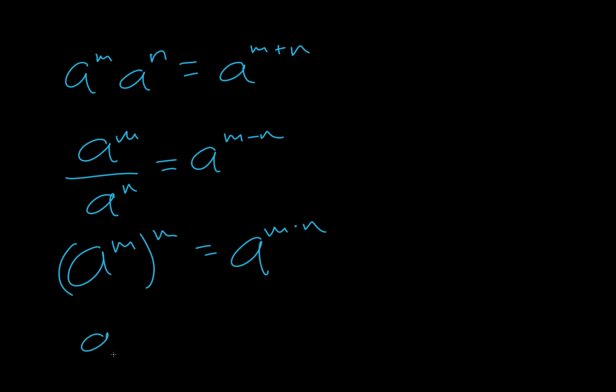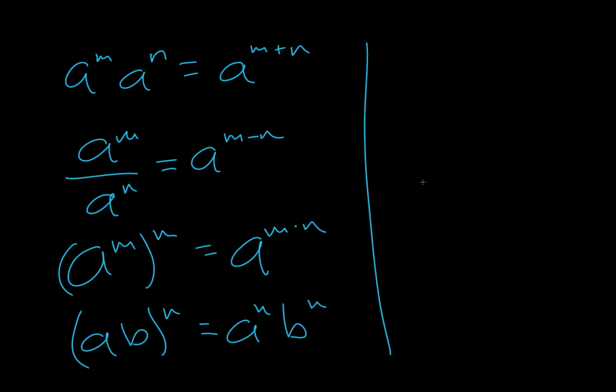If we have two things raised to an exponent like that, two things being multiplied together, we can distribute that exponent. And similar thing, if we have a fraction, we can distribute the exponent to the top and the bottom of the fraction.